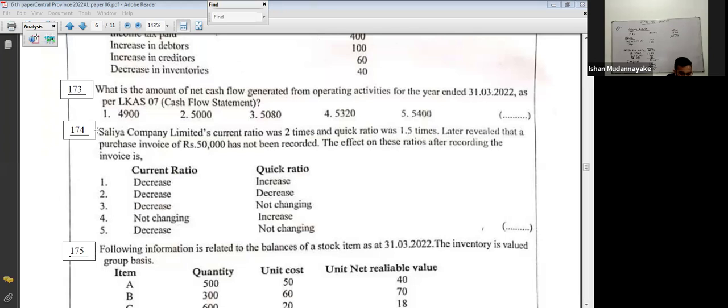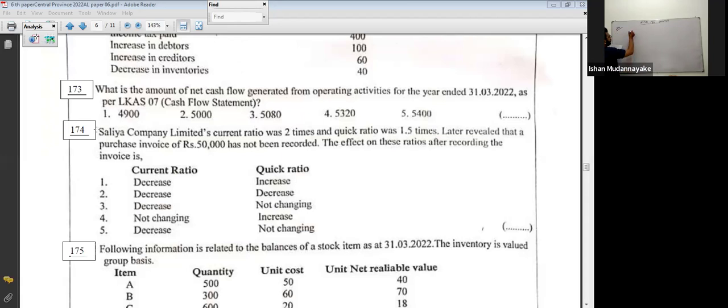Right. Question number 174, ratios question. Salia Company Limited's current ratio is 2 times and quick ratio is 1.5 times. Question 174: current ratio and quick ratio.